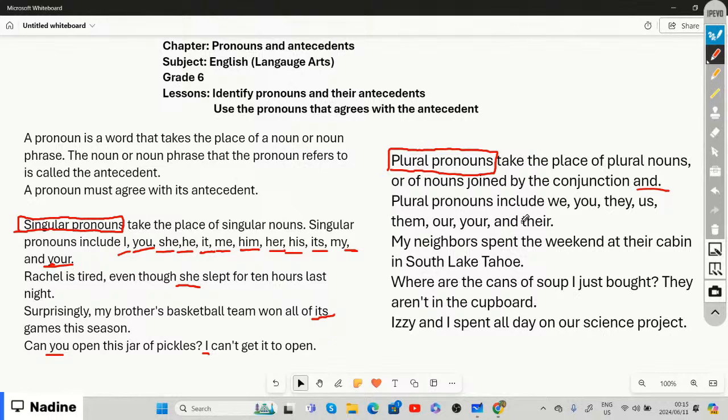And plural pronouns include words like we, you, they, us, them, our, your, and their. Those are plural pronouns.